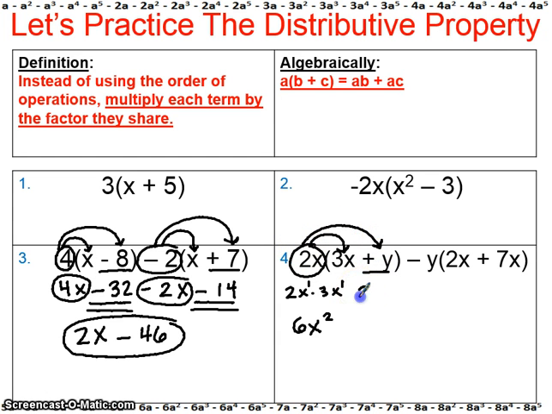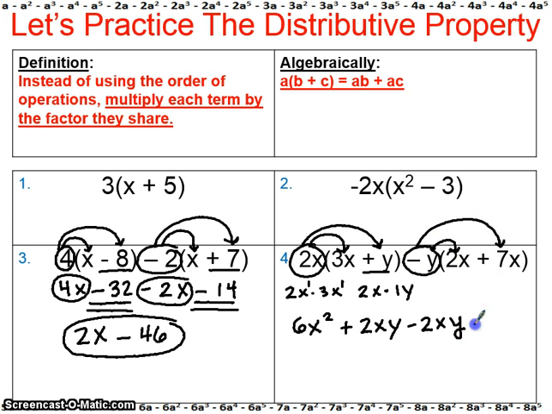Now, we have to do 2x times positive 1y. 2 times 1 is 2, so we have positive 2, and x times y cannot be simplified, so we just write x times y or xy. Now let's look at our second portion. We have negative y times 2x, which is negative 2xy, and negative y times positive 7x. We get negative 7xy. We then just need to simplify our like terms.